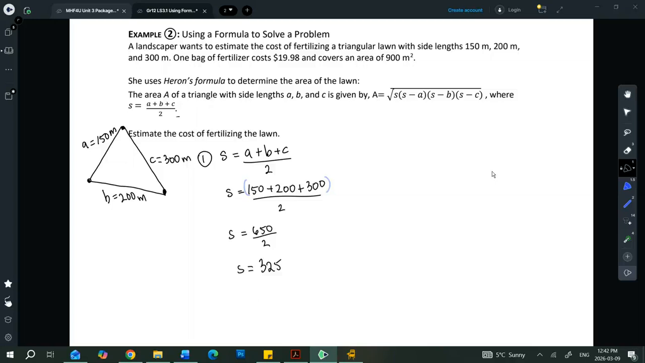Okay, so let's plug into the area formula. So we'll list the area formula we're using. And the root should go across everything. So just make sure that it's extended all the way over.